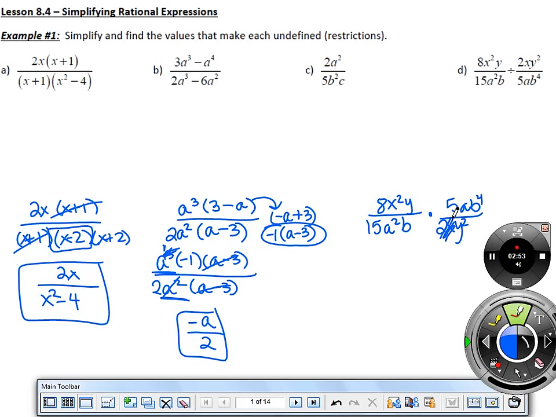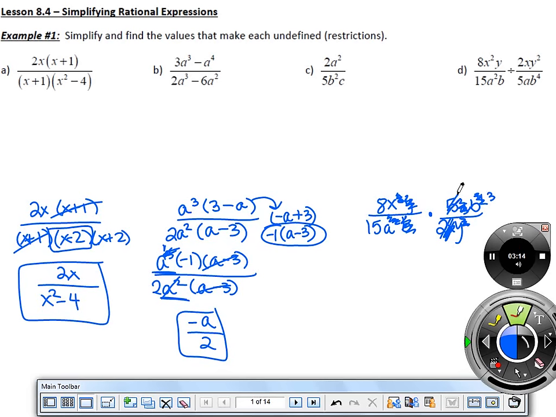So x down here cancels one of these factors of x here. Y up here cancels one of these factors of y here. A in the numerator cancels one of the factors of a here. And b in the denominator cancels one of the factors of b here, leaving that with a cube.